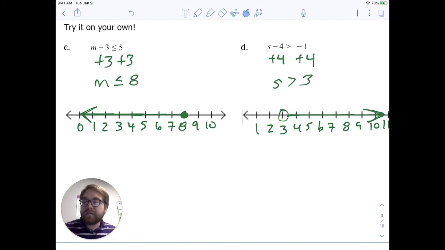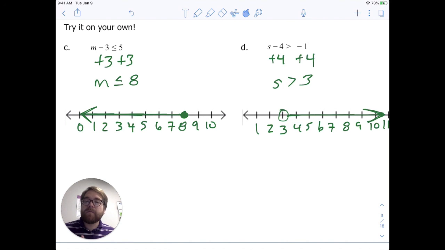All right, here are the answers to C and D. You can see on C we just added 3 to both sides, and we find that m is less than or equal to 8. So all of the numbers that are less than or equal to 8 are our solutions here. And you can see the graph there with the closed dot on 8 and the arrow to the left.